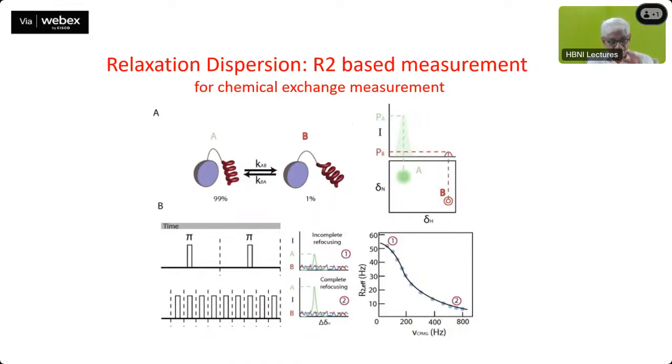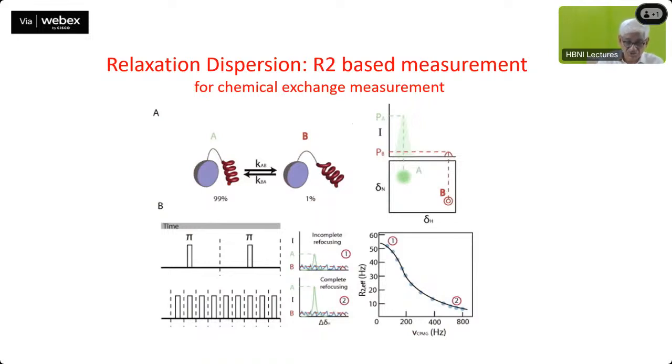This is expressed here a little bit in more detail. You have a situation like this. Consider A and B exchanging between two sites, A and B. Of course, the populations of the two are not the same. One of them is 99%, the other is 1%, or whatever. Then it is exchanging between two sites.